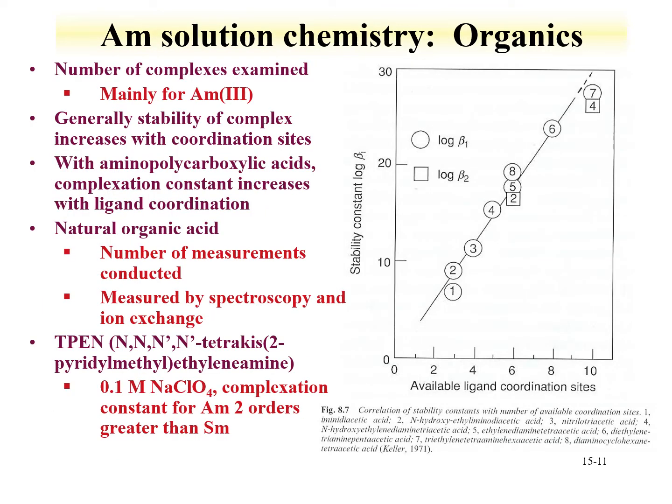The complexation of americium-3 with organic ligands has been evaluated. There's a general trend, as shown here, where the complexation constant increases with the number of available coordination sites. The general trend is the more coordination sites, the higher the complexation constant. You see these are for the beta 1, which is the 1,1 complex, and then the 1,2 complex is the squares. We see that there's a general trend from here to 8. However, there are some exceptions, and that could be due to steric effects or the correct coordination environment.